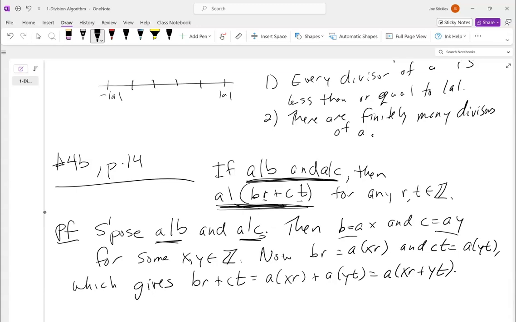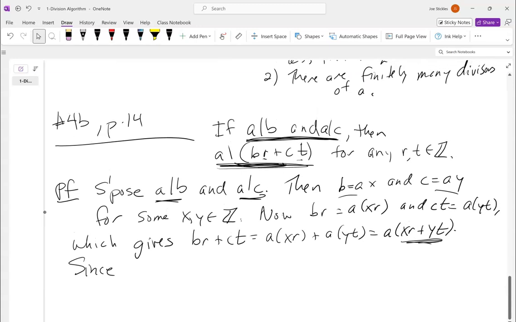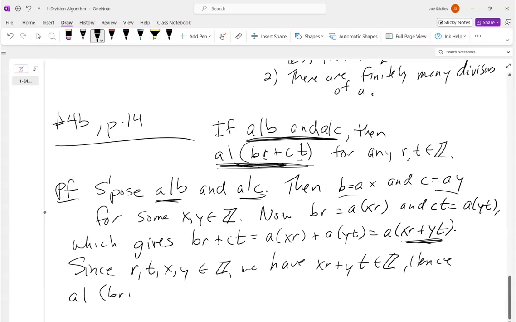Now the only thing we need to worry about, and it's not a big worry, is that the A times something gives me that. This something is the right type of something. Everything right now has to be integers, is what we're talking about, right? Is XR plus YT an integer? Yeah, okay. So since I'll write them in alphabetical order perhaps, since the R, the T, the X, and the Y are all integers, we have that XR plus YT is an integer, hence A divides BR plus CT.